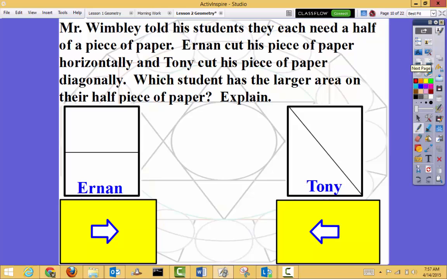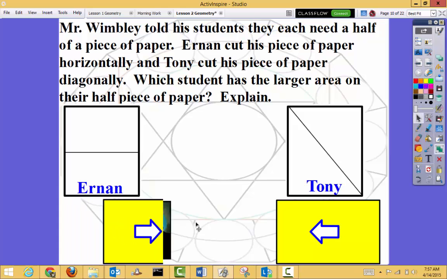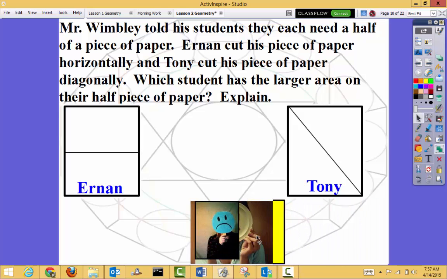Okay, here are your next ones that you had already solved. Mr. Wimbley told his students they each need a half of a piece of paper. Ernan cut his paper horizontally, and Tony cut his piece of paper diagonally. Which student has the larger area on their half of paper? Explain. Well, it wasn't Ernan, and it wasn't Tony's.